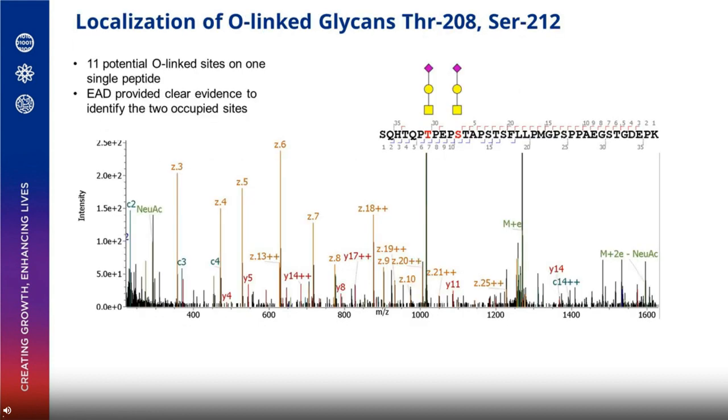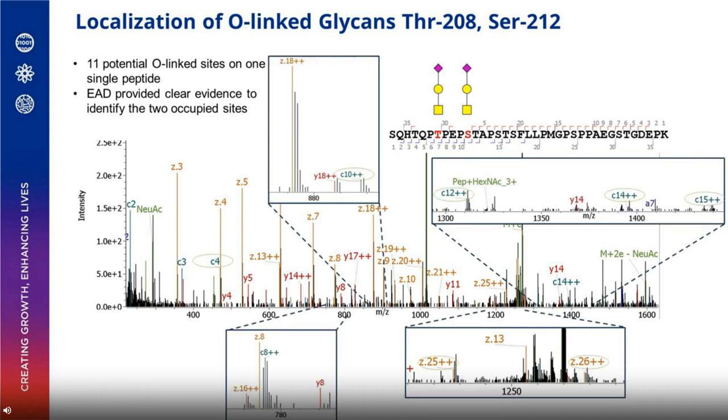Here's an example of the EAD MS spectrum of one of the peptides, 37 amino acid residues long. It's a triplet peptide. There are potentially 11 serine and threonine O-linked glycosylation sites. So many sites. With clear spectra, we can identify the c and z series ions. For example, the c ion with a 500 Dalton modification confirms the location of the O-glycosylation sites as threonine 208 and threonine 212.